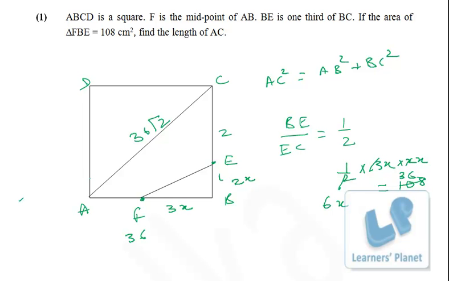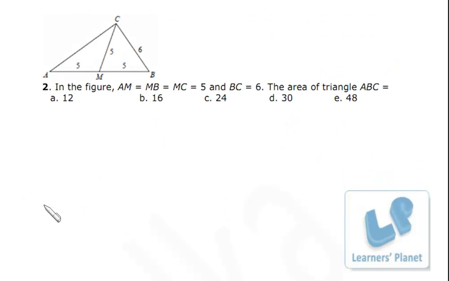I hope you are clear. Now in this problem, in the figure, AM is equal to MB is equal to MC is equal to 5 and BC is equal to 6. Find the area of triangle ABC.